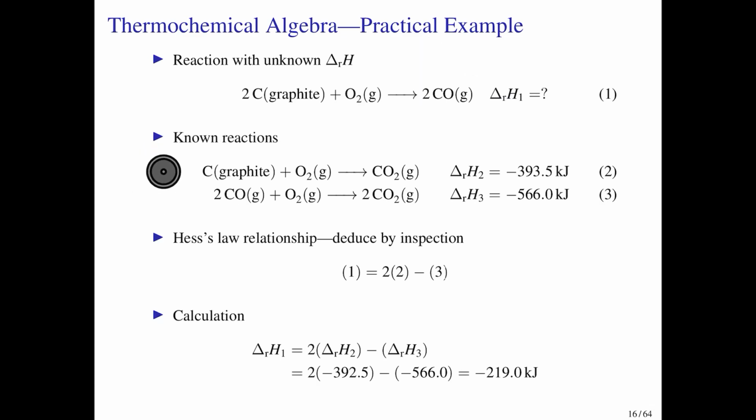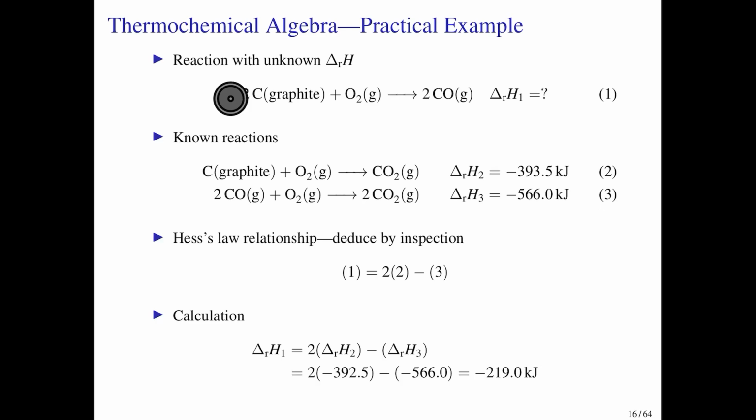What do I have? I've got 2 moles of carbon monoxide, that's good, but it's on the wrong side of the reaction. I want it on the product side. So what I need to do is turn this reaction around. So I need to flip it. I'm going to take minus reaction 3, and that's going to give me the carbon monoxide in the right place with the right stoichiometric coefficient. And if you carry out these operations on these reactions, you indeed will produce this reaction here.